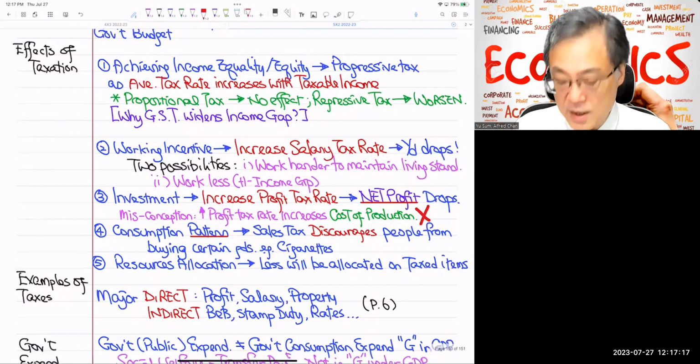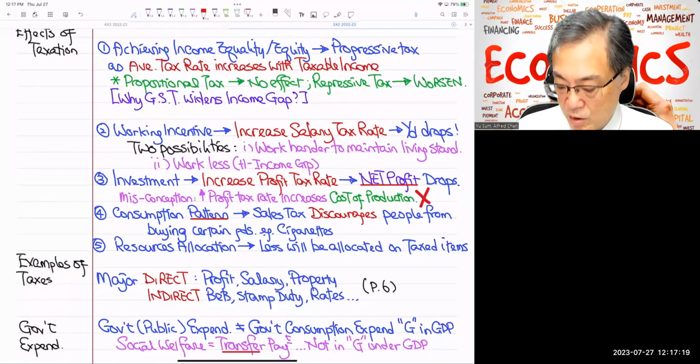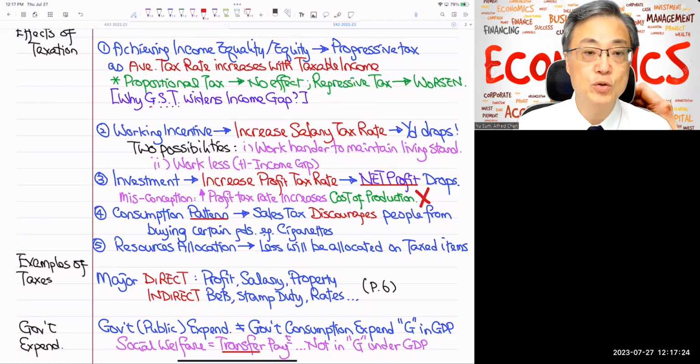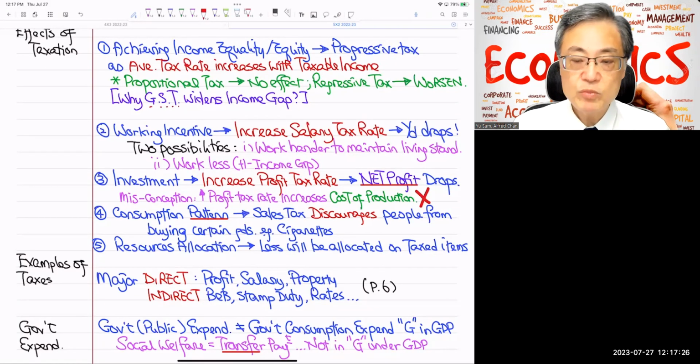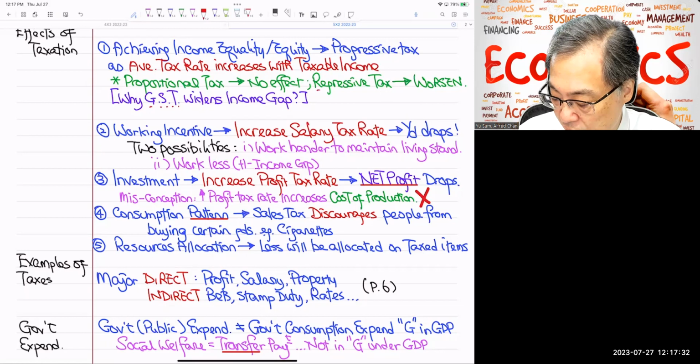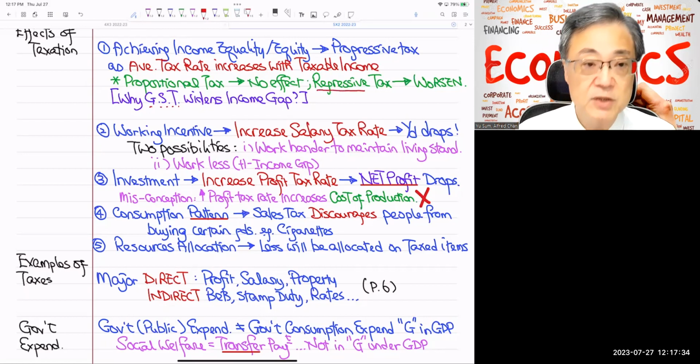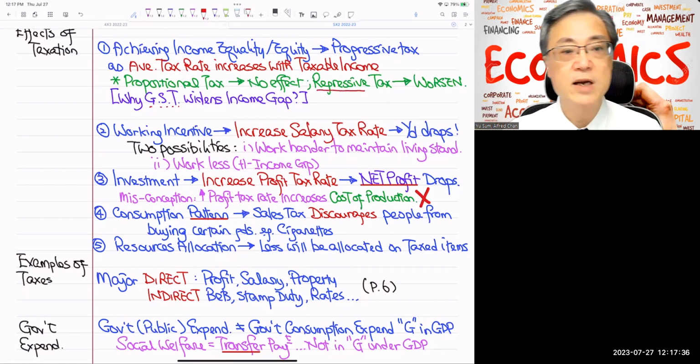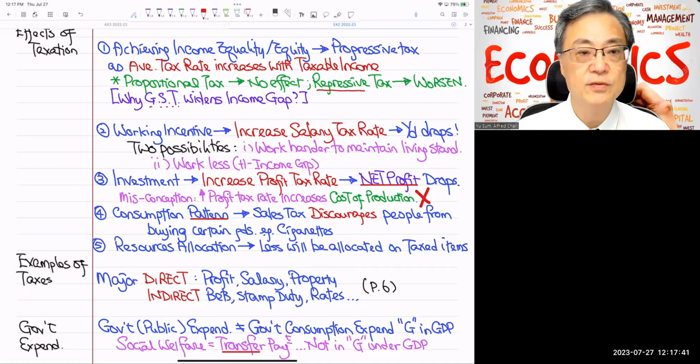The next focus will be on why GST, the general sales tax, sometimes called goods and service tax, would widen the income gap. Simple, because GST is mainly a type of regressive tax. That means, once again, the low income group will be paying relatively a higher percentage of their income as tax compared with the middle or high income group.